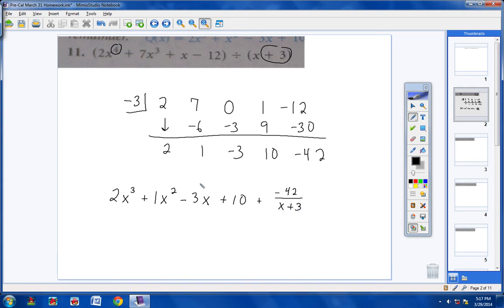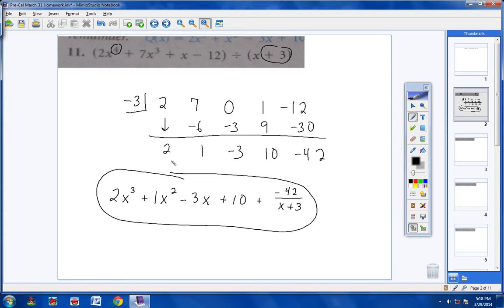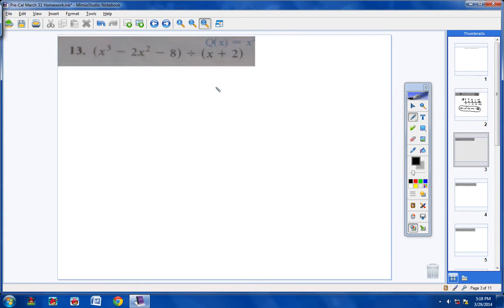I think the back of the book has their answer written a little differently. But this is how I would like you to write your answers, and this is totally acceptable, okay? All right, moving on to number 13.